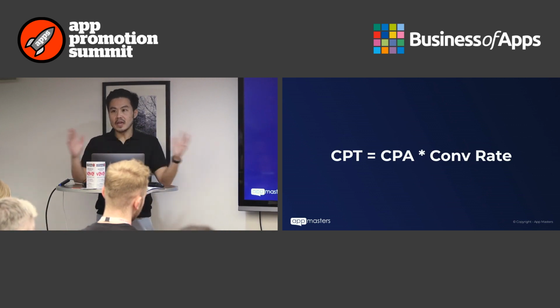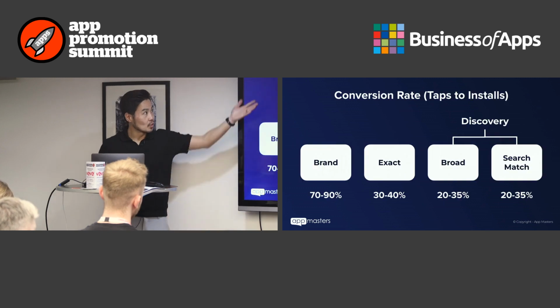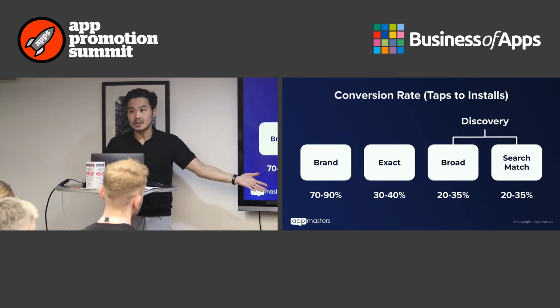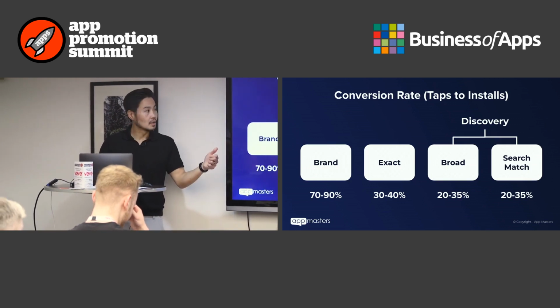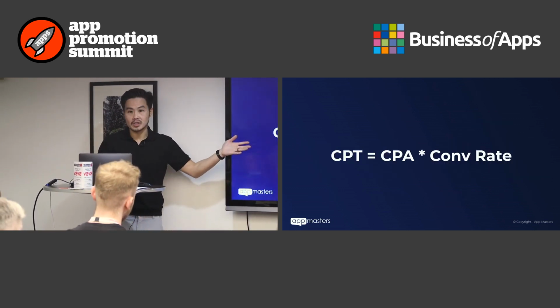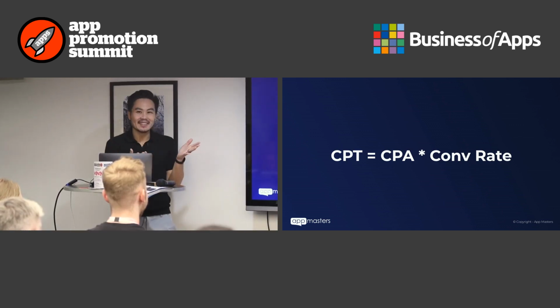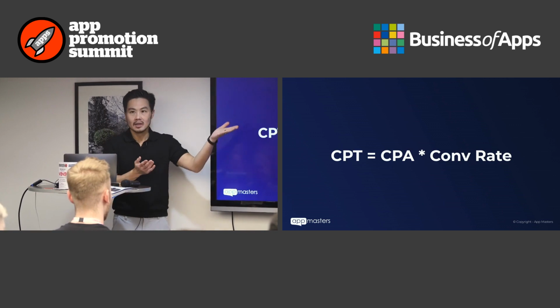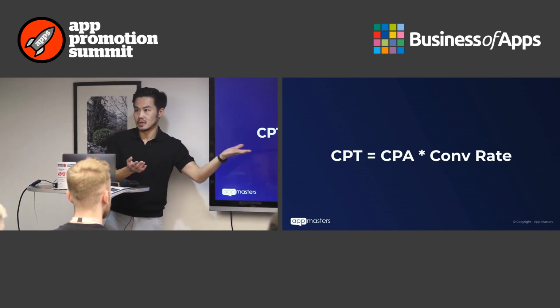So with Apple, you pay per tap. That's why conversion is so critical, because if people are tapping on your ad but not installing it, then you're going to pay a boatload. So your ideal cost per acquisition is a simple math formula. Cost per tap is simple math: it's just your ideal cost per acquisition multiplied by your conversion rate for that particular keyword, yeah?